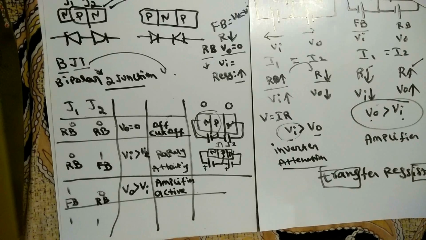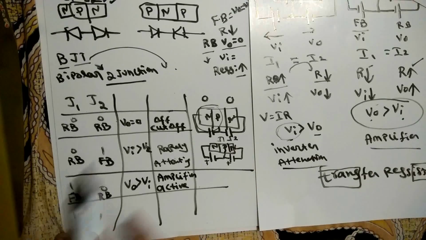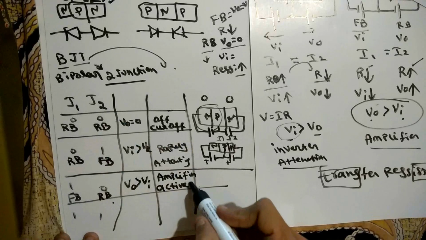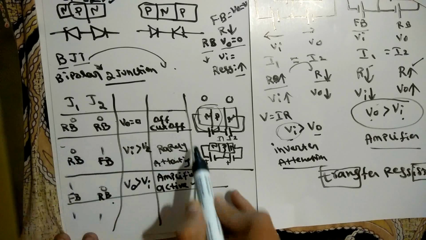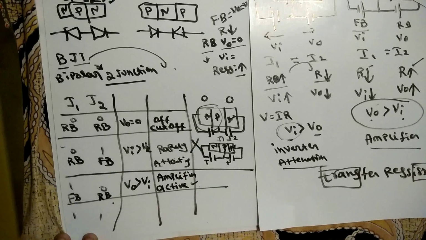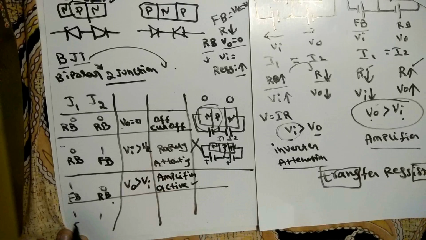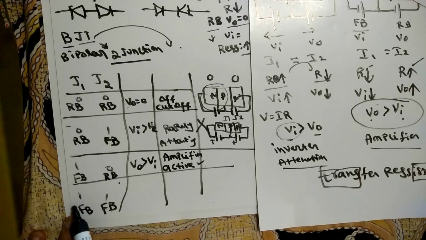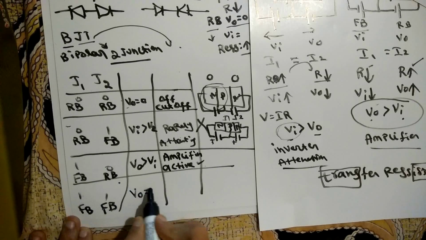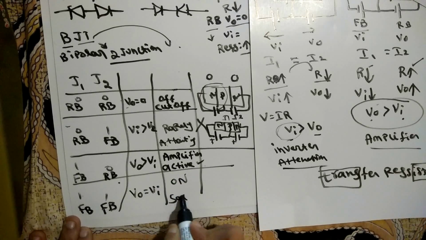So we can easily define the BJT, the bipolar junction transistor, as a transfer resistor known as the transistor. A transistor has mainly two operations. One is amplifier: when junction 1 is forward bias and junction 2 is reverse bias, it works as an amplifier. Junction 1 reverse bias and junction 2 forward bias we do not use. When both are reverse bias, V0 is 0, which is off, the cutoff. When both are forward bias, we get V0 equal to Vi. This is known as on, and the region is known as the saturation region.